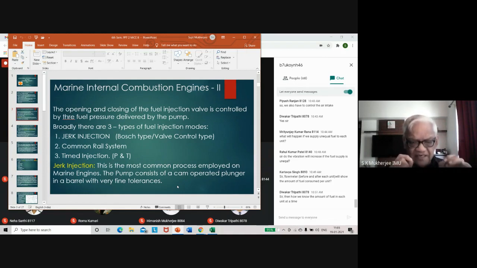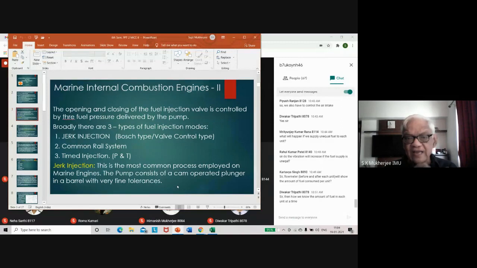So you can imagine how fine the clearance is between the piston liner and the piston, because that has to compress oil, and oil can be very thin. If the oil leaks past the piston, then there will be no compression. So that is why the barrel and the plunger come as one unit. They are matched with each other.